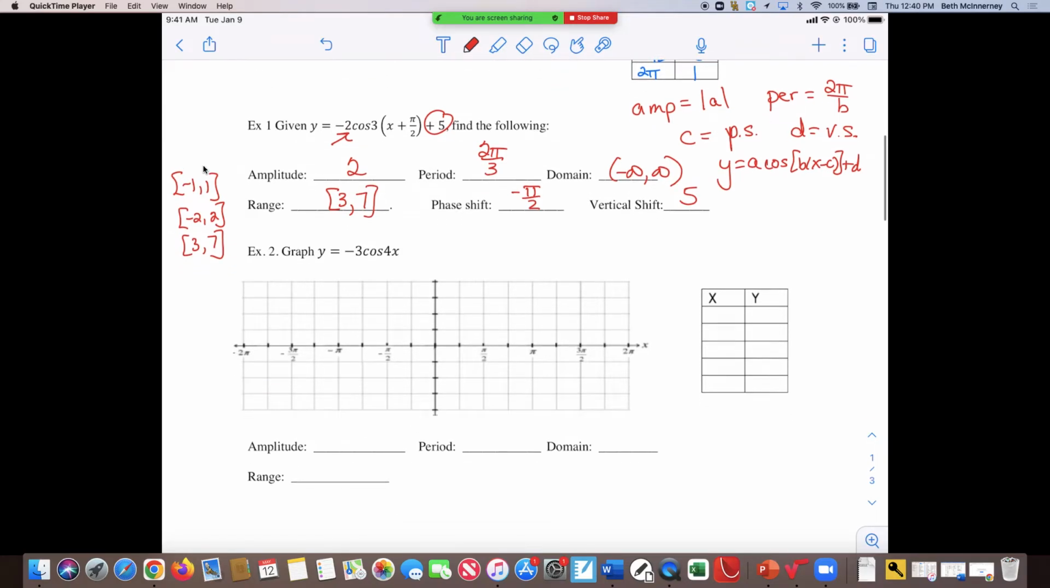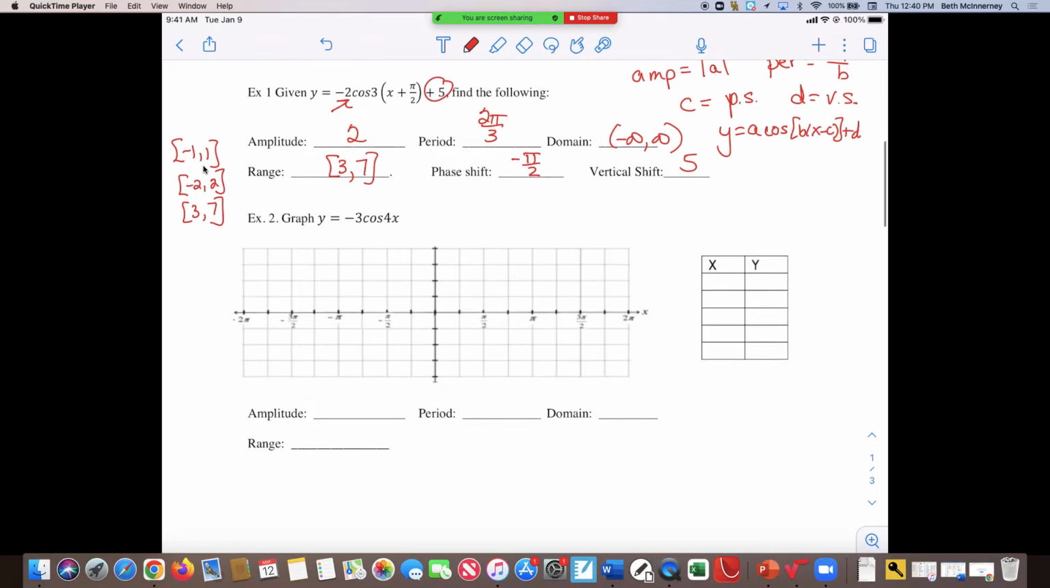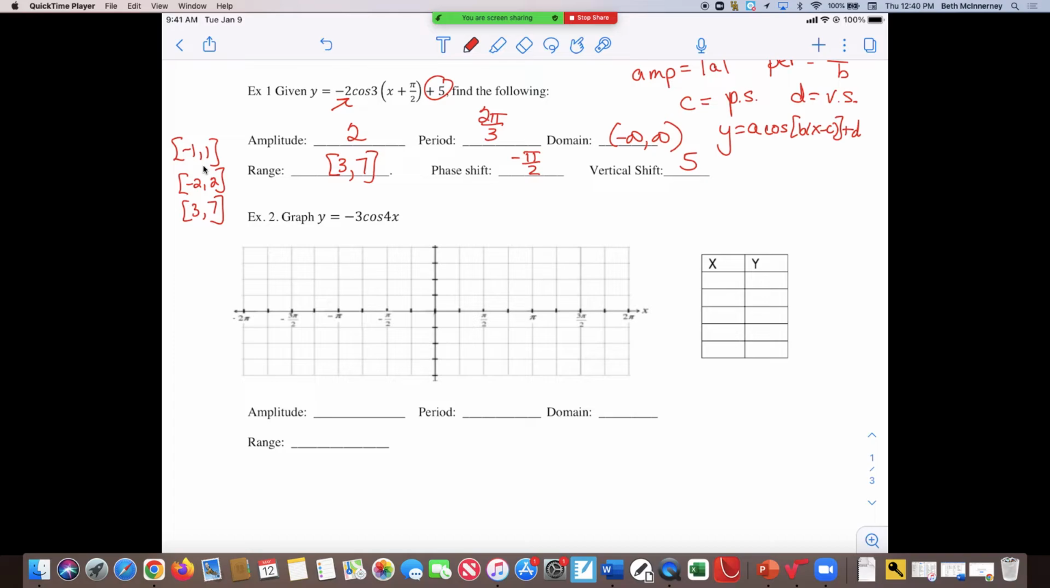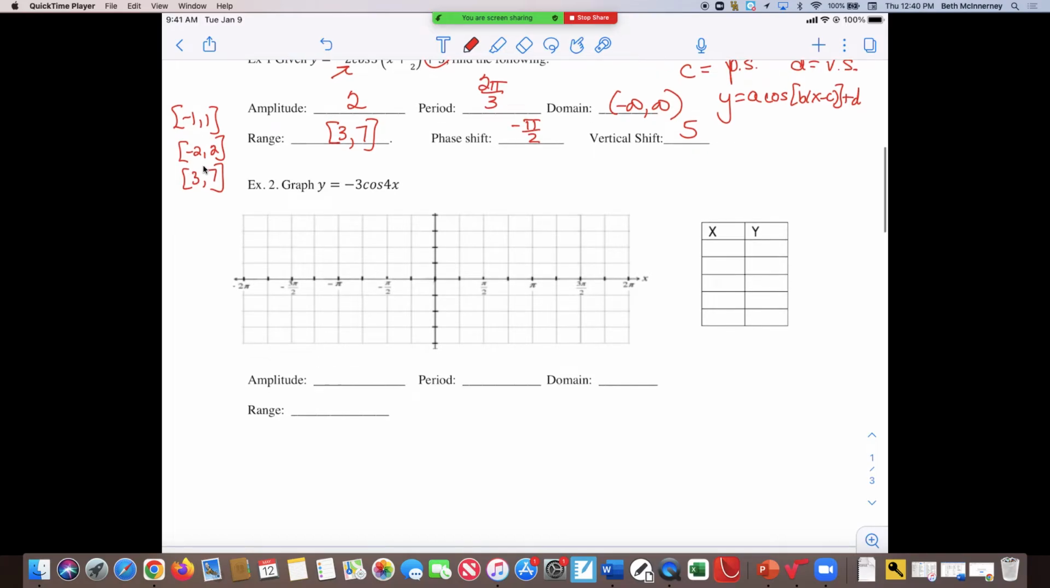So now, let's take a look at example 2. It says we want to graph y equals negative 3 cosine 4x. So, Abby, what is the amplitude on that one? Example 2. 3. Good job. Good catch.